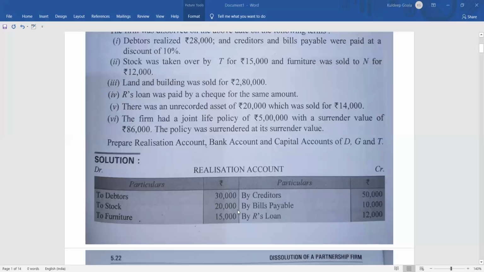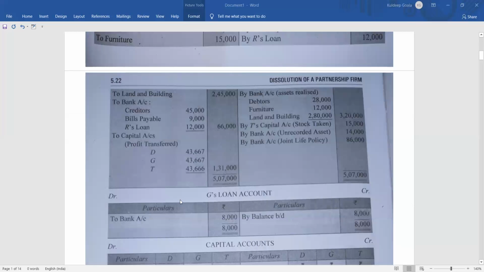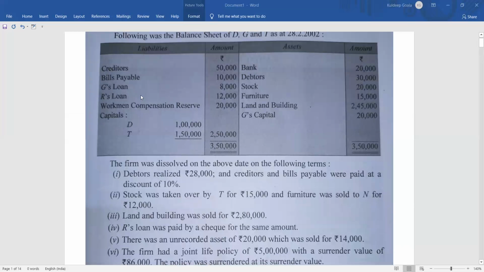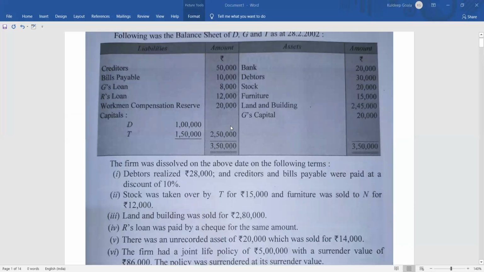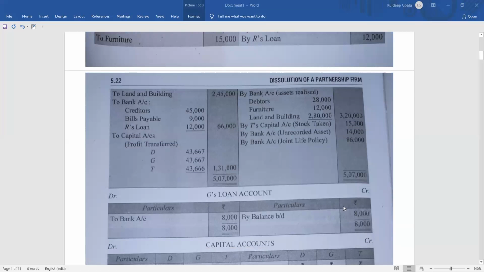What is the next one? We will go for partners loan account. So we'll just prepare a small loan account. Who was the partner with the loan? G, right? G, how much? 8,000. So we'll prepare G's loan account, and the balance is 8,000. We'll give the opening balance by balance brought down 8,000. And since it is not told how to pay G's loan account, it will be paid from the bank account itself.